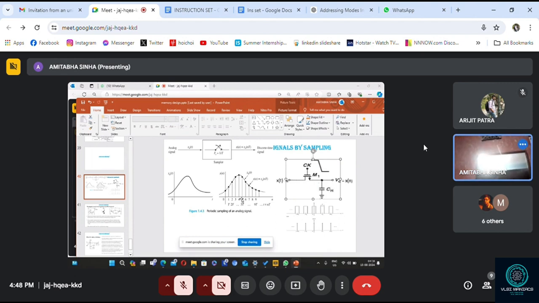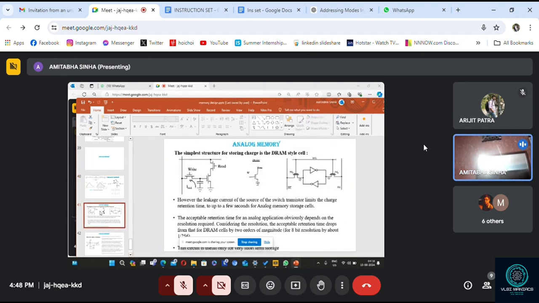Now, this diagram I showed earlier. In the digital memory, the principle of digital and analog, to some extent, there are a lot of similarities. Here, let's say this is a switching transistor. In the left-hand side diagram you see a transistor and a capacitor.